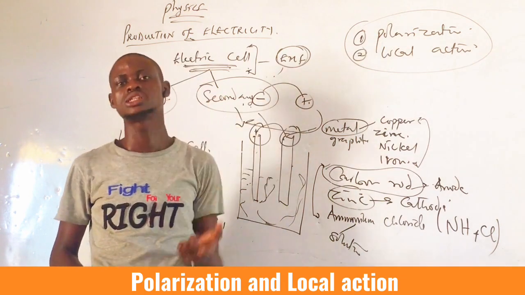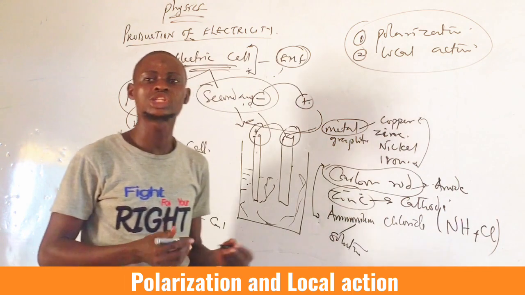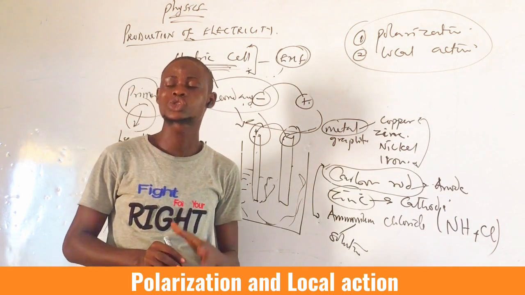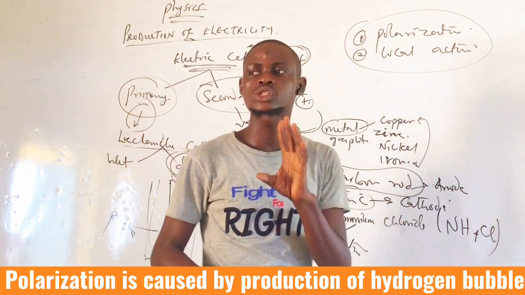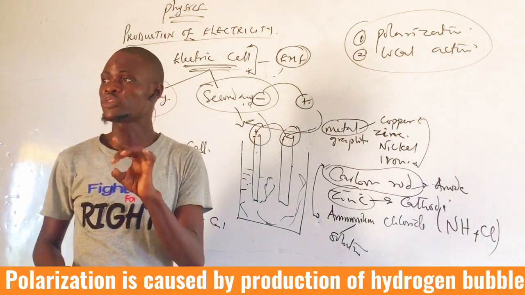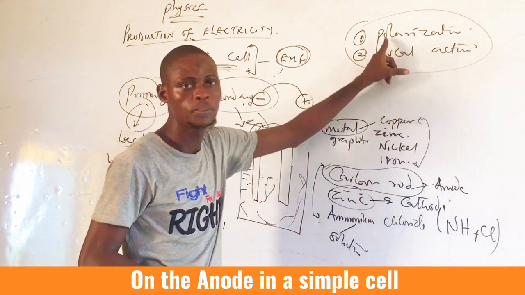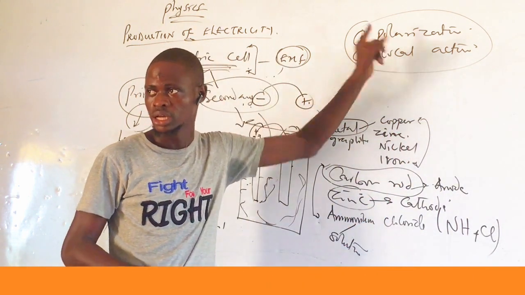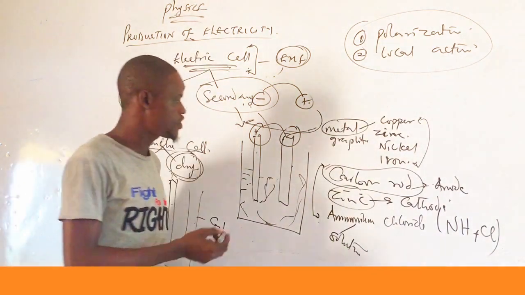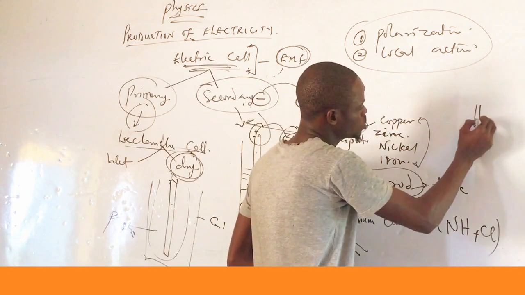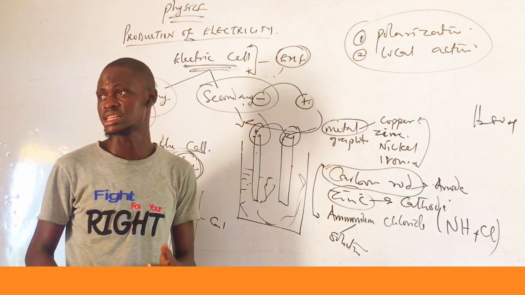I think I saw a question in JAMB whereby they said polarization is a defect that is caused by what? Now, polarization is always caused by deposition of hydrogen bubbles on the anode in a simple cell. That's what causes polarization. Let me show you something. In electrolysis, assuming I use H2SO4 as the electrolyte.